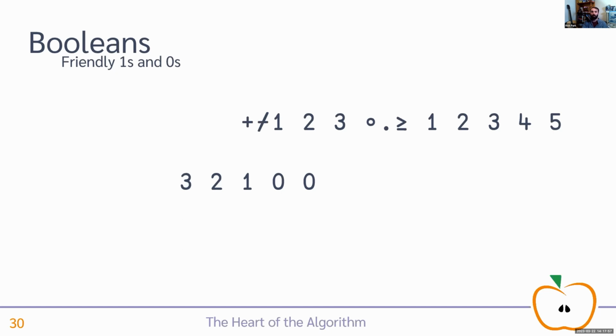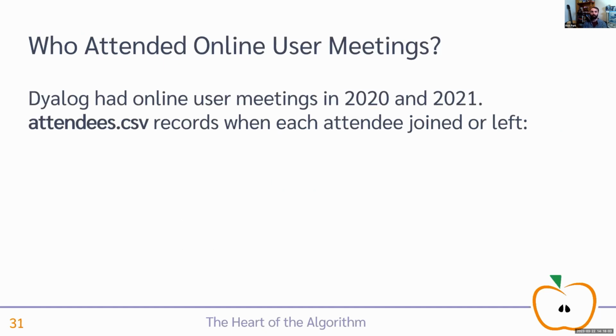And that's all the basic concepts I want to prime your brain with. Let's take a look at our example. So this is a problem. This is part of a problem that comes from the 2022 APL problem solving competition. And quite appropriately, it's about online user meetings.